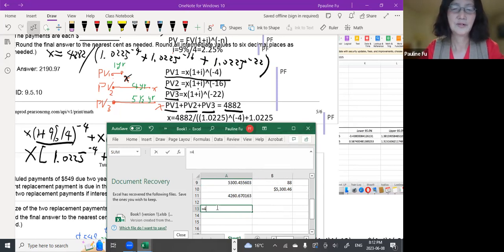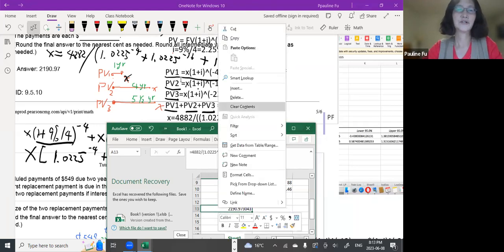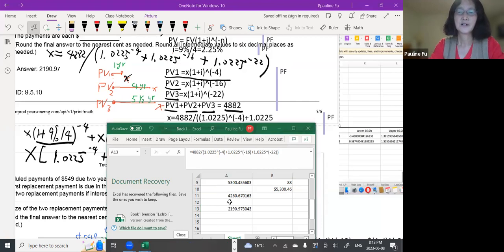So equals 4882 divided by bracket 1.0225 raised to power negative 4 plus 1.0225 raised to power negative 16 plus 1.0225 raised to power negative 22, and another bracket. So this is the answer. Copy this answer. You have the answer here, 2190.97. Okay, questions.